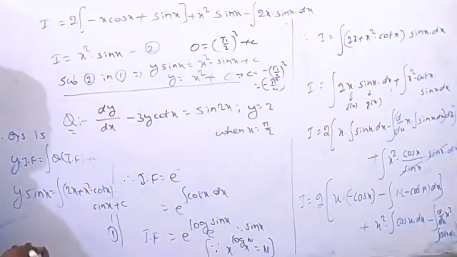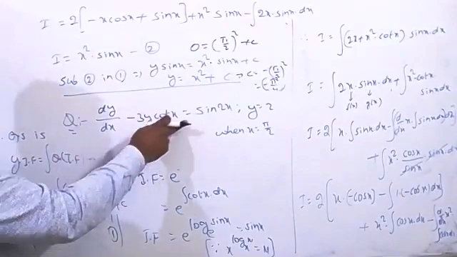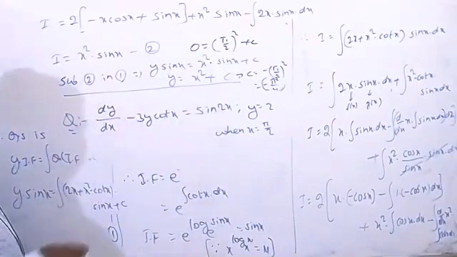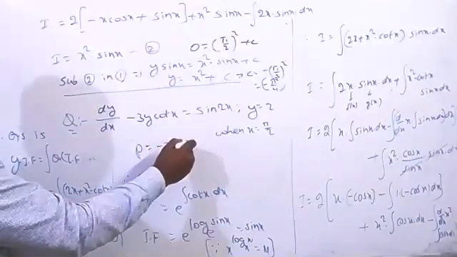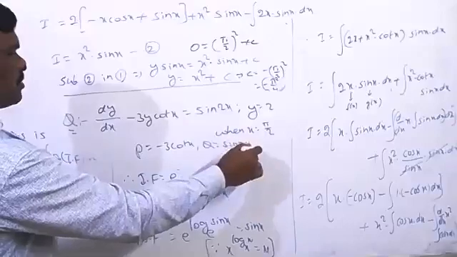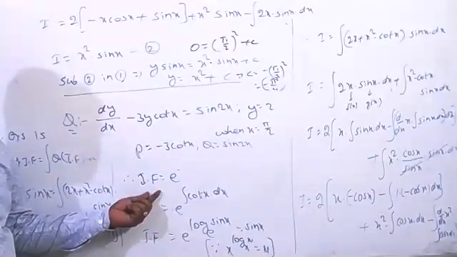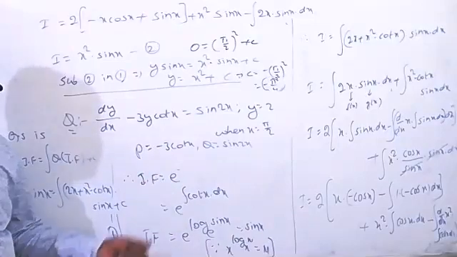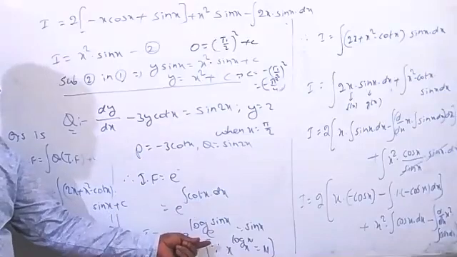Try now, all of you, same thing only. Compare with dy by dx plus p into y equals q. The value of p equals minus 3 cot x. The value of q equals sin 2x. Then follow the procedure. First you find the integrating factor. We know very well that minus 3 we take outside. Cot x, we get the same thing only.